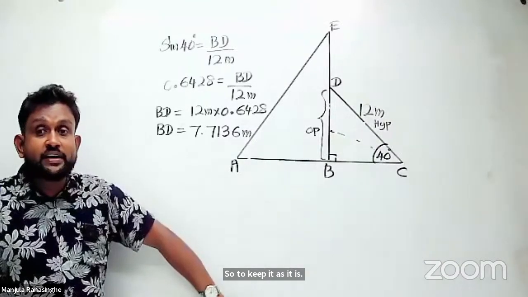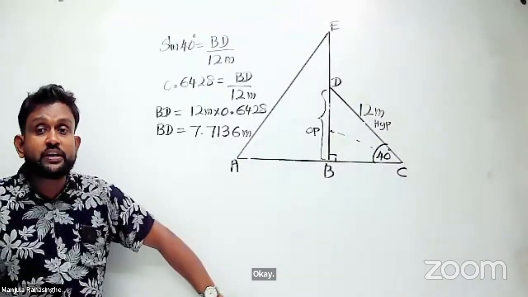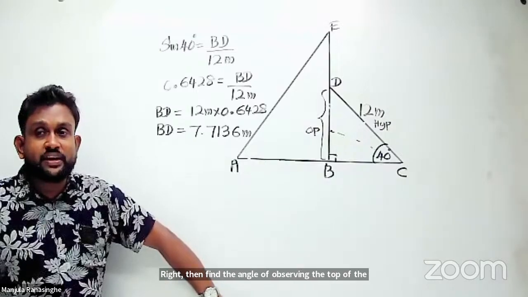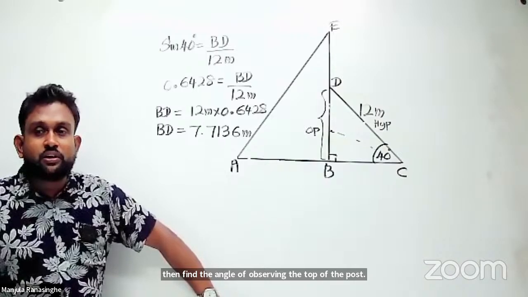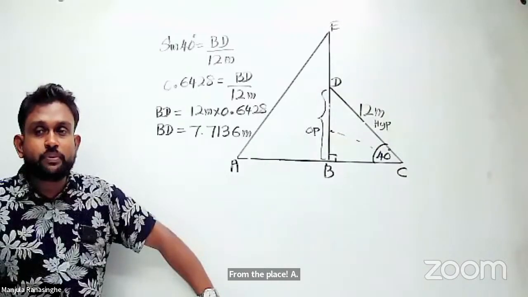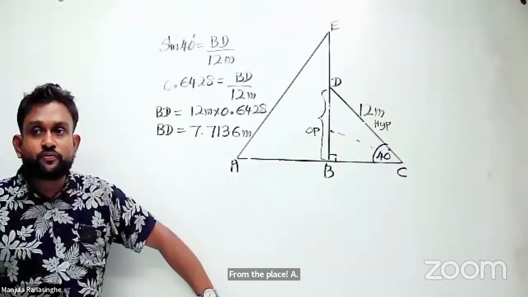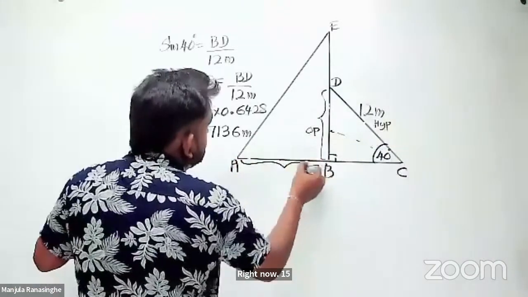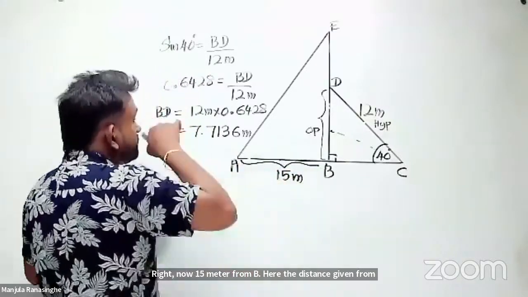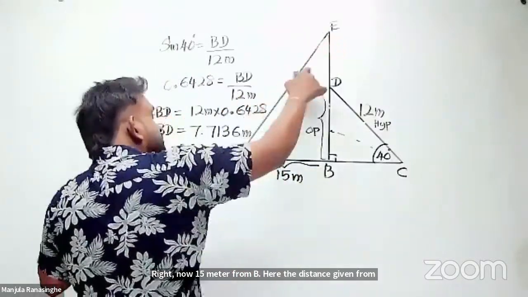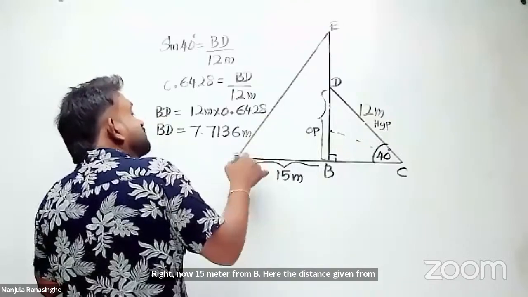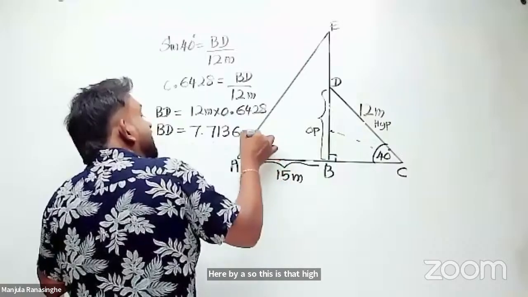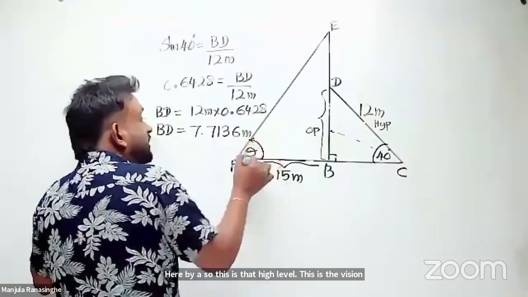Then find the angle of elevation of observing the top of the post from the place A, which is located 15 meters from B. Here the distance given from B is 15 meters. A sees the top of the post. So this is the eye level, this is the vision line, and this is the angle. So that angle theta is what is being asked.